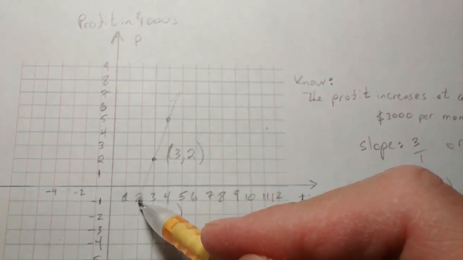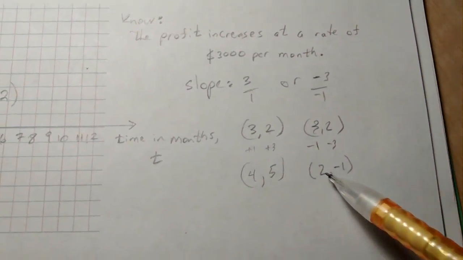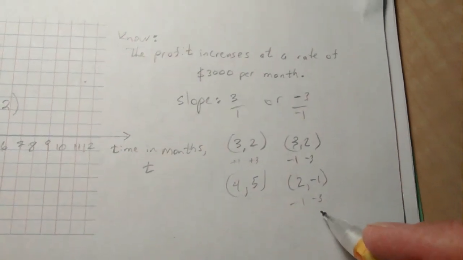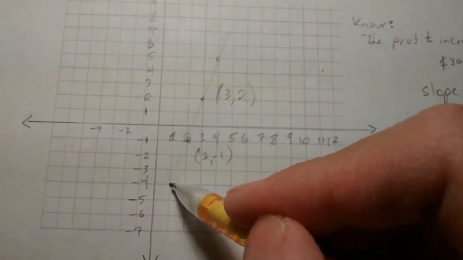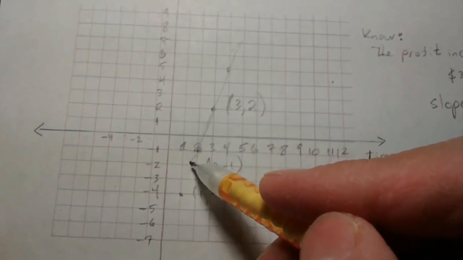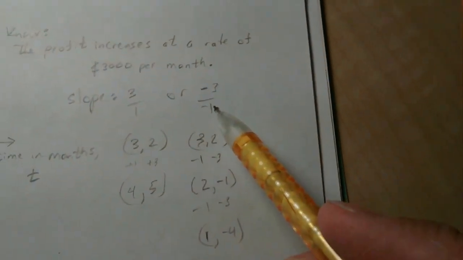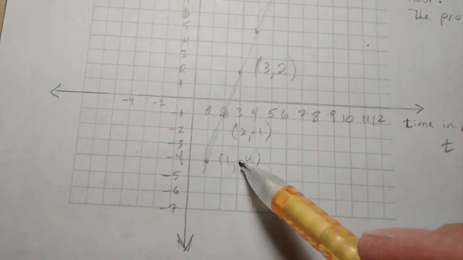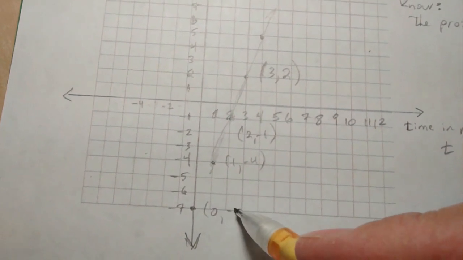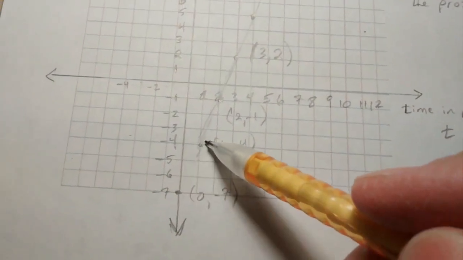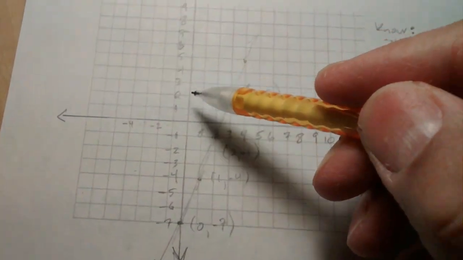And our line follows that pattern. Again, you can go down 3,000 in profit as you go down 1 in time. So that's going to be (1, -4). (1, -4) is here, and our line follows that pattern. Now where's the next one? Well, you go down 3, and then decrease in time by 1. So down 3,000 and a decrease by 1 here would put me right here at (0, -7). So our line crosses this axis right there at (0, -7).